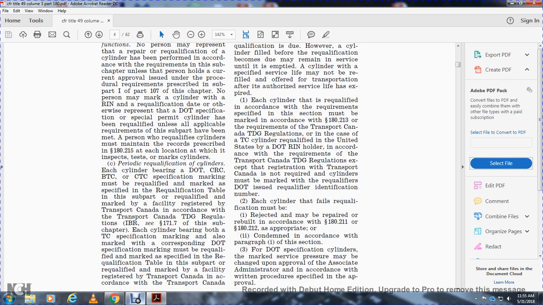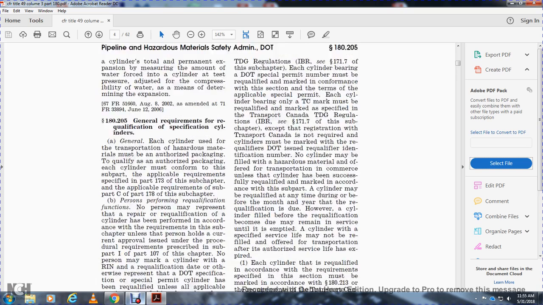Periodic requalification of cylinders. Each cylinder bearing a DOT, CRC, BTC, or CTC specification marking must be requalified and marked as specified in the requalification table in this subpart, or be requalified and marked by a facility registered with Transport Canada in accordance with the Transportation of Dangerous Goods Regulations, IBR, see 171.7 of the subchapter. Each cylinder bearing both a TC specification mark and the corresponding DOT specification marks must be requalified and marked as specified in the requalification table in this subpart, or be requalified and marked by a facility registered with Transport Canada.